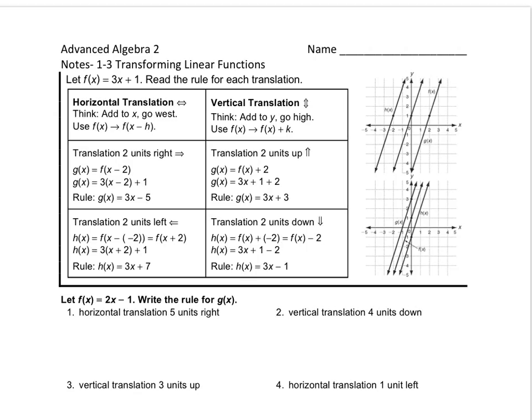The first thing we're going to look at here is a horizontal translation. When you think about a horizontal translation, you're moving horizontally, so you're either going to the right or to the left. You're changing where it is crossing the x-axis, which will also impact where it crosses the y-axis, but you're thinking left and right.